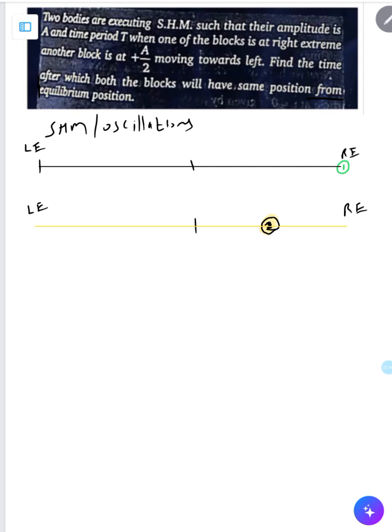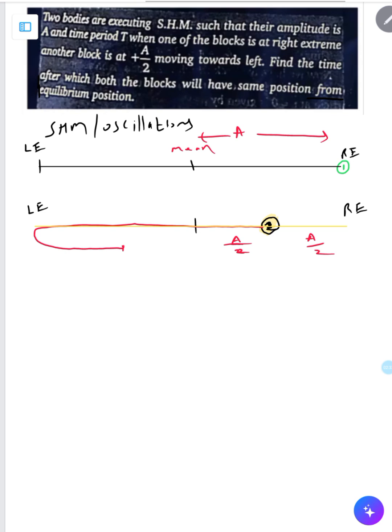Okay, now we have to calculate the time taken. At t equals 0, they are here. What about particle 1? Particle 1 will retrace the path like this. Particle 2 will come like this, somewhere here. And the initial distance, how much? This is A by 2. Fine. And the amplitude is A. This is the mean position.